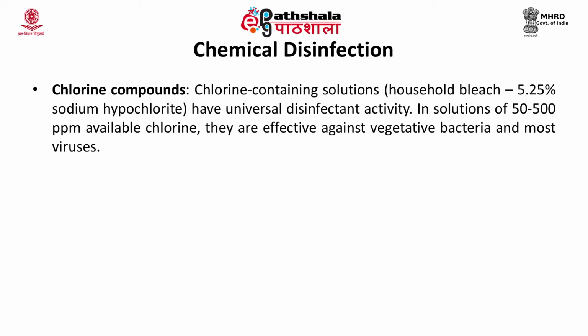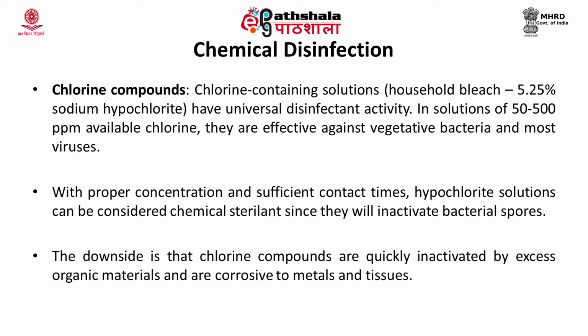The chlorinated compounds like household bleach, which is 5.25% sodium hypochlorite, are universal disinfectants, and with proper concentration and sufficient contact time, this hypochlorite solution can be considered a chemical sterilant since it can even inactivate bacterial spores. The disadvantage of the chlorine compounds is that they are quickly inactivated by the presence of organic material and they are corrosive to metals and tissues.